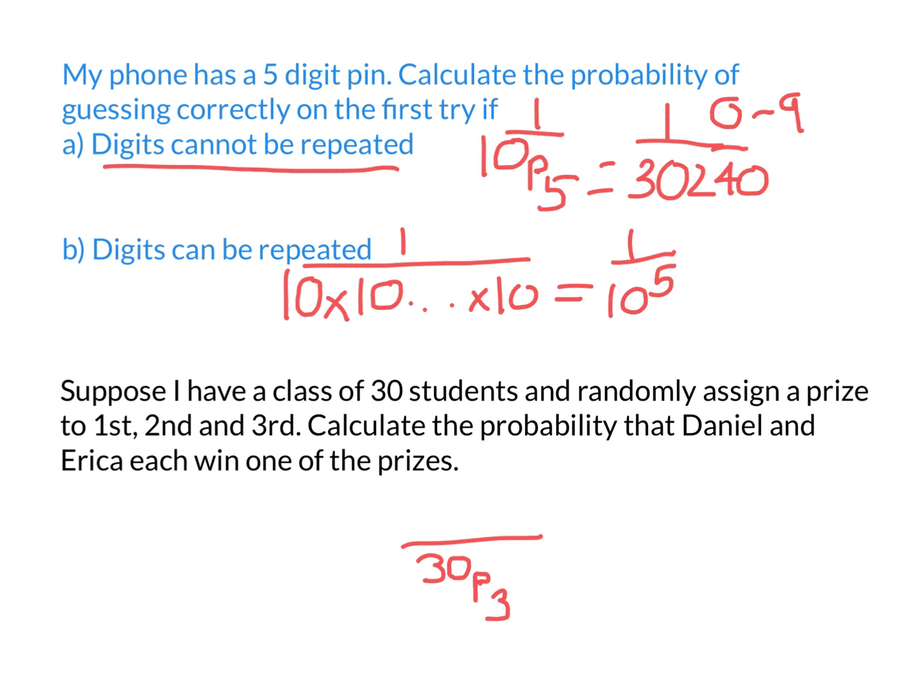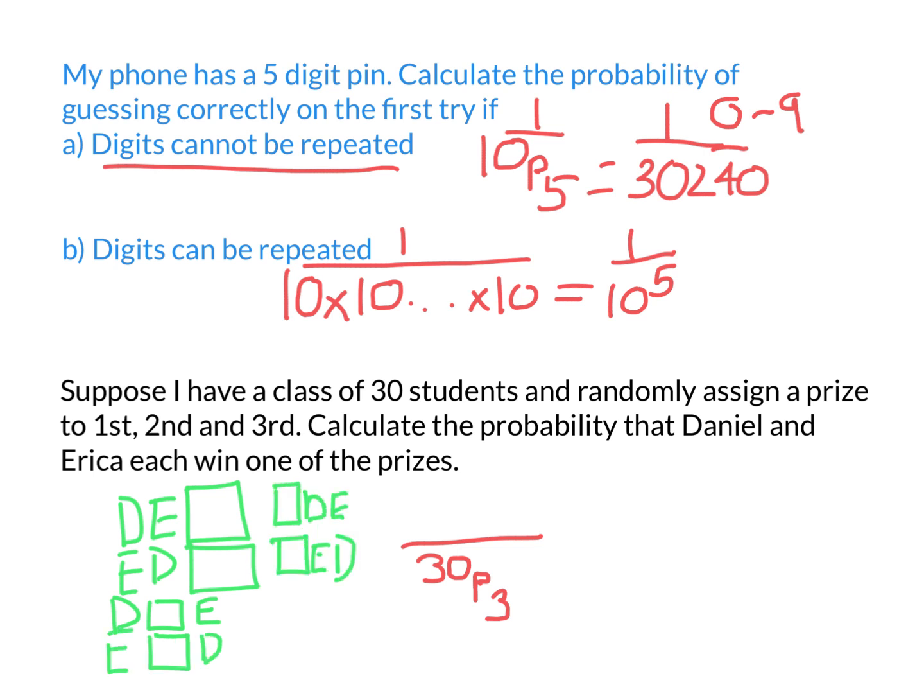So here are the possibilities. I could have Daniel come first, Erica come second, and some other random student come next, or I could switch them around, Erica then Daniel, or I could have Daniel, another student, then Erica, and so on. It turns out there are 6 ways that I can arrange Daniel and Erica, or 3P2. Here we're looking at the place that they can come. They can come first, second, or third.